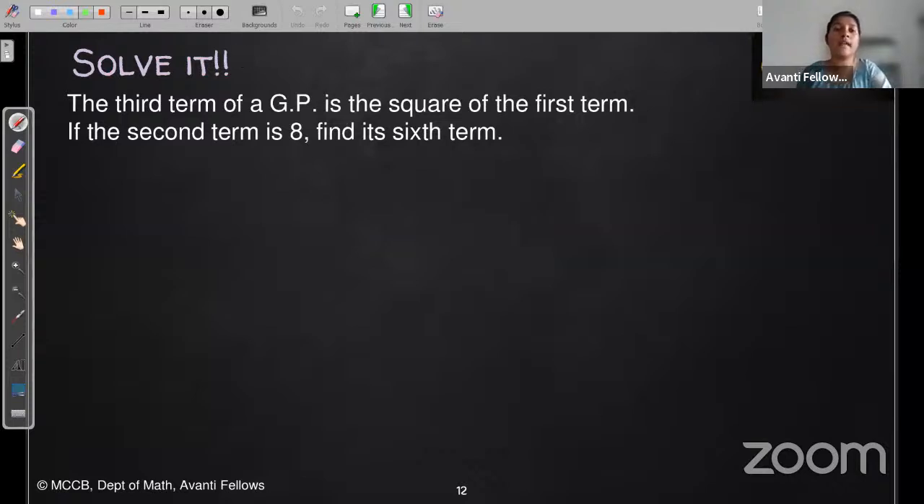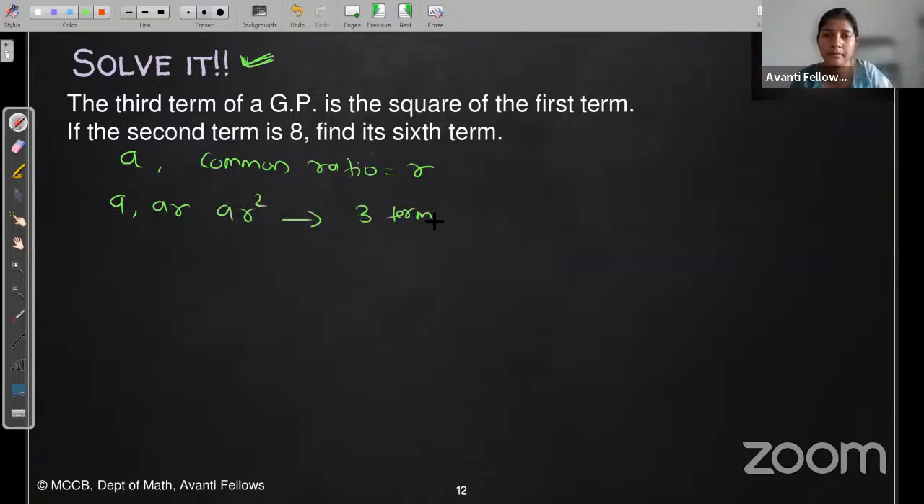Well, next we have an example here. Try to solve this example. The question states that the third term of a GP is the square of the first term. If the second term is 8, find its sixth term. Well, okay, they're saying GP. So I consider a GP with the first term A and common ratio R. So what will be the GP here? GP will be A, AR, AR square, right? So these will be 3 terms of GP.